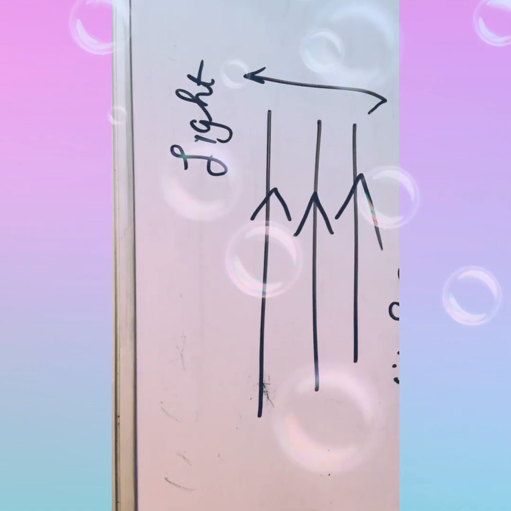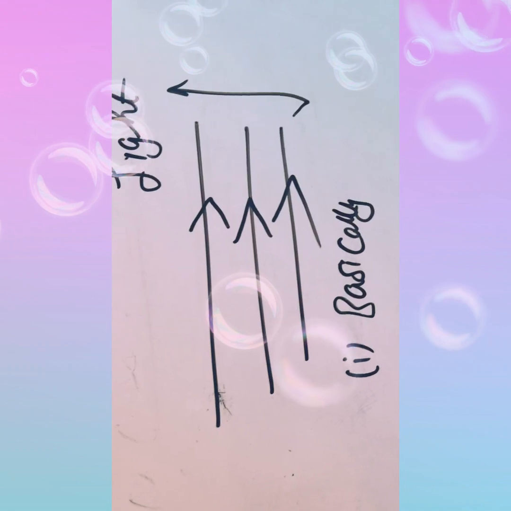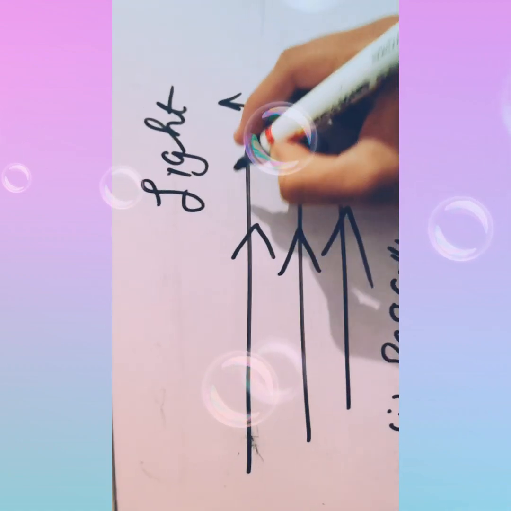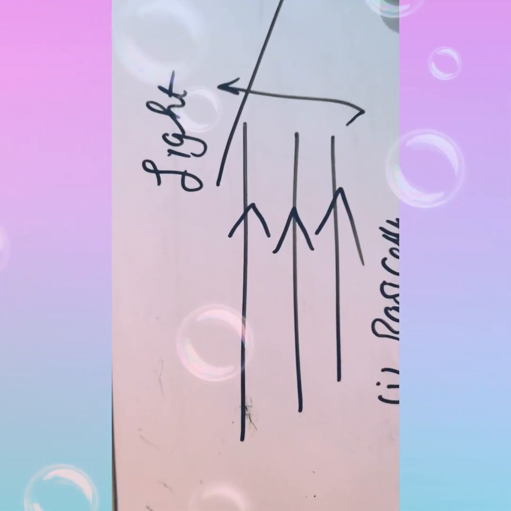Basically, reflection is the bouncing back of light when it touches a surface. For example, this is a wall. When a beam of light will strike this wall, it will reflect back.